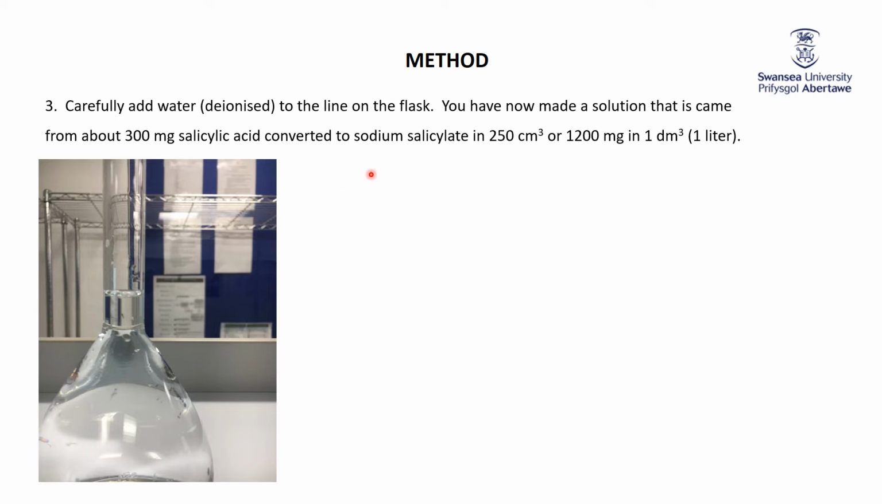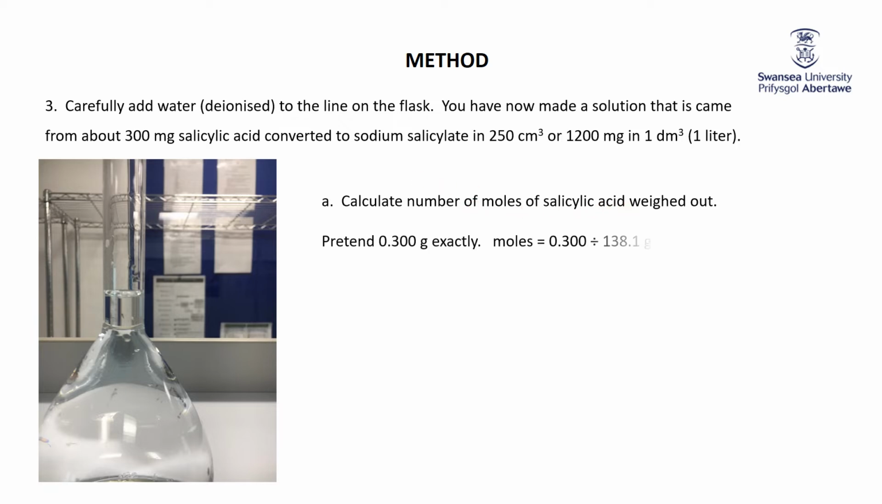Now at this point it's worthwhile for you to do some calculations to keep track of things, and also because sometimes these calculations can run together, I'm going to give you some examples of them. So the first thing you need to know is you weighed out the salicylic acid. How many moles of that did you get? Well, I'm going to pretend that I weighed out exactly 0.300 grams. The amount I actually weighed out, of course, you can get from the pictures of the balances on the previous slide. So the moles is going to be the 0.300 grams divided by the molar mass of salicylic acid, because that's what I weighed out, 138.1 grams per mole.